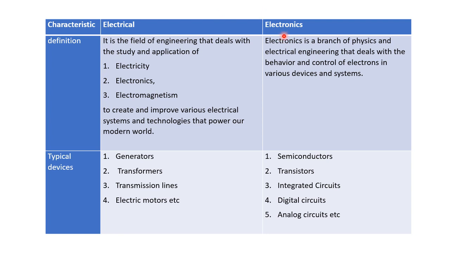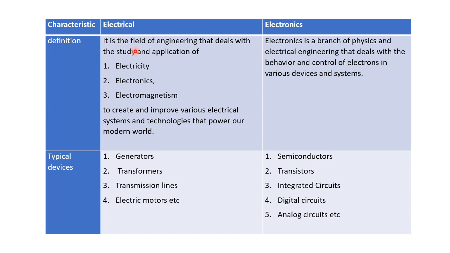So we'll see the definition of electronics. What I've told you already is that electronics is a sub branch of electrical. So it's mentioned here: a branch of physics and electrical engineering that deals with the behavior and control of electrons. That is the most important word, behavior and control of electrons. So in electronics, you see the different devices, and the devices are designed in such a way in order to control the electrons, in order to control the behavior of electrons, right? So yes, these are the definitions of electrical and electronics.